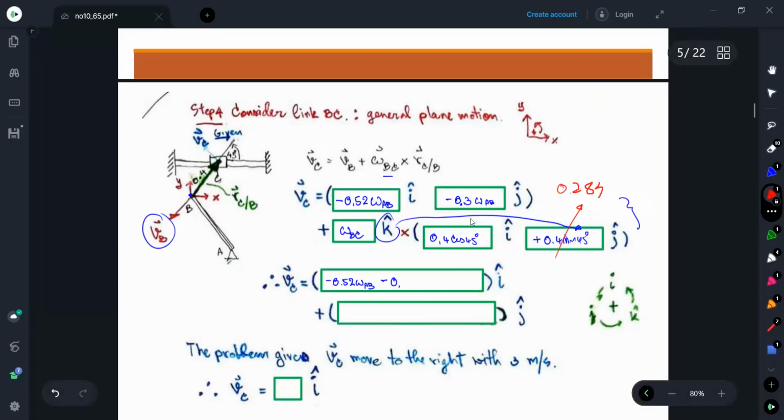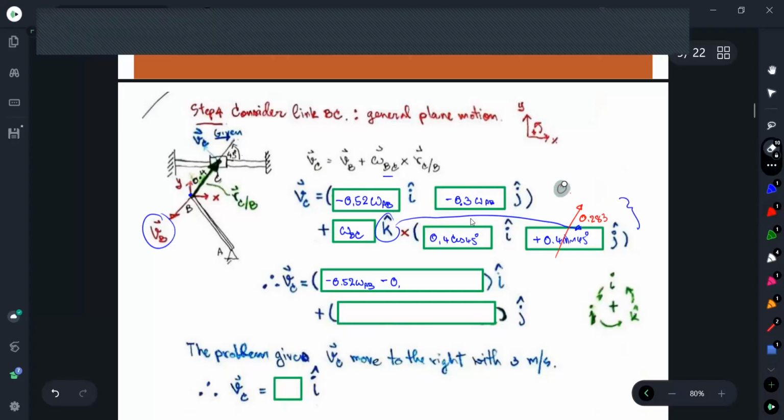Okay, 283. That's all right. Thank you very much. Okay, so then we have 0.283 now here. And so we have the term of minus 0.283 omega BC here. Okay, and for the J component, we already have minus 0.3 omega AB. Okay, and for J, K cross I becomes J, that is plus 0.283 omega BC.